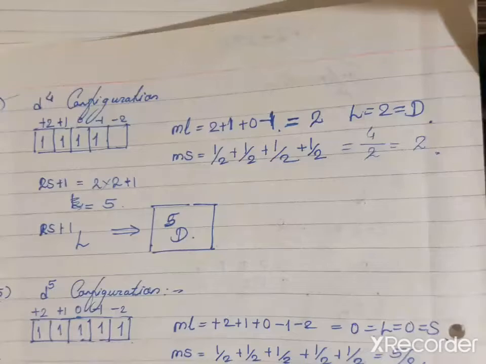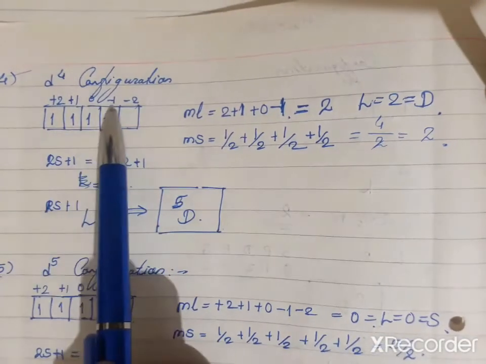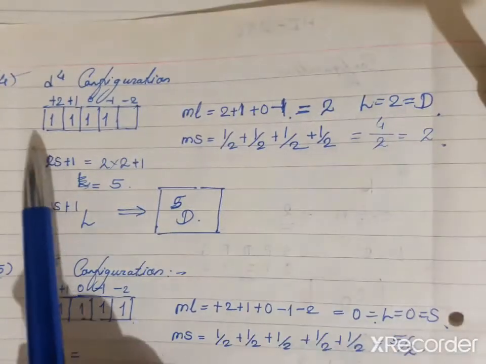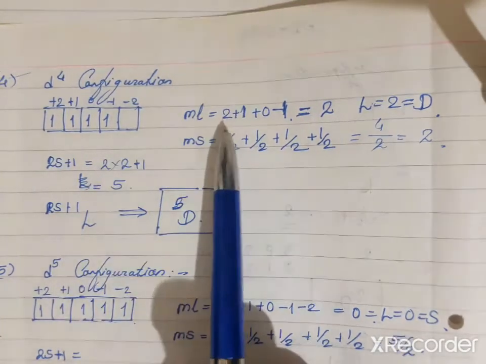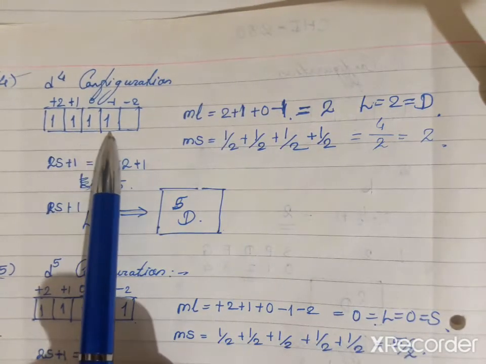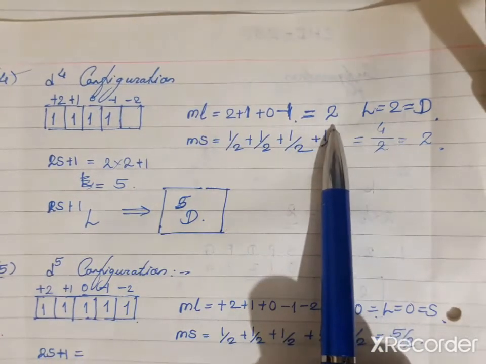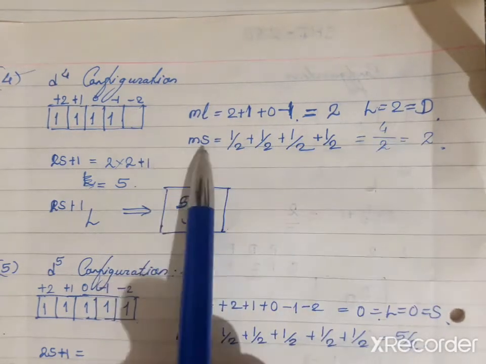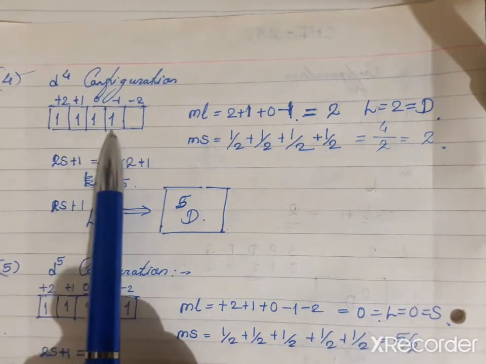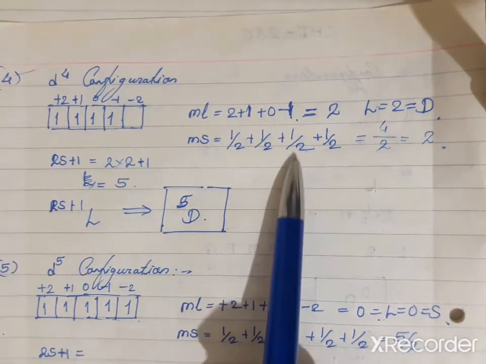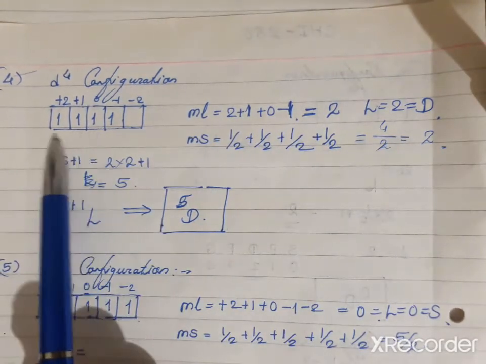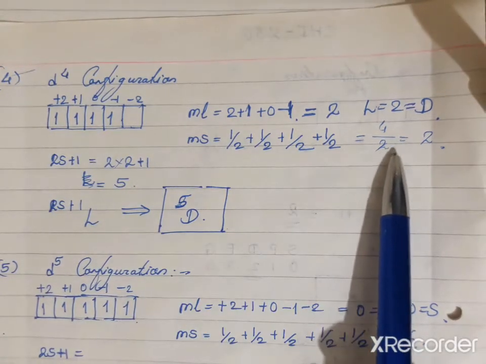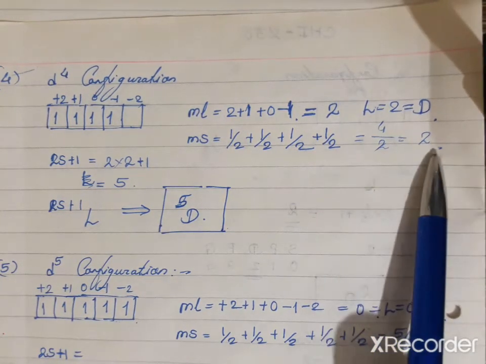Okay. Now like this, the d4 configuration also has 1, 2, 3, 4 electrons. ml is equal to plus 2, plus 1, 0, minus 2. So ml is equal to 2, and that's why L is equal to 2, and the term must be D. And for ms, 1, 2, 3, 4, there are 4 unpaired electrons. So plus 1/2, plus 1/2, plus 1/2 and plus 1/2. Every electron shows positive spin. That's why the total spin value is 4/2, which is equal to 2.